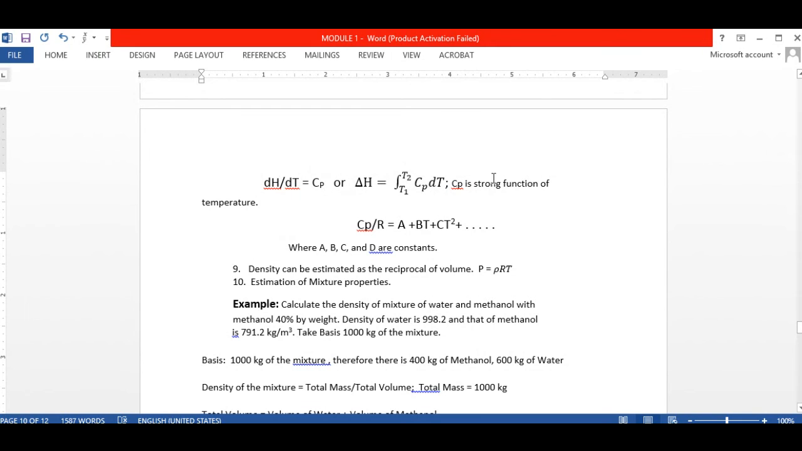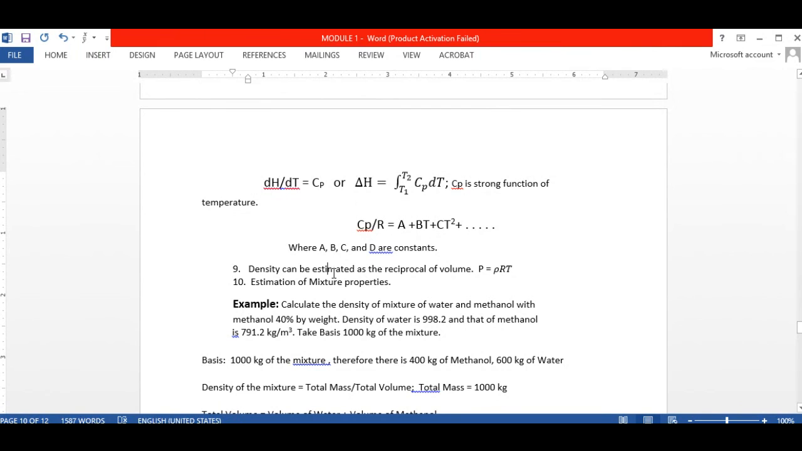Okay, and Cp depends upon the temperature. How do I find Cp? You find it by this relation with A, B, C, D, whatever. So again, the data involved is how to get data for Cp. As you can see, it's very important how to get Cp data. You can read Cp data from the handbook. If it is not there, you can do an experiment. If you cannot do an experiment, then you have to use equations.